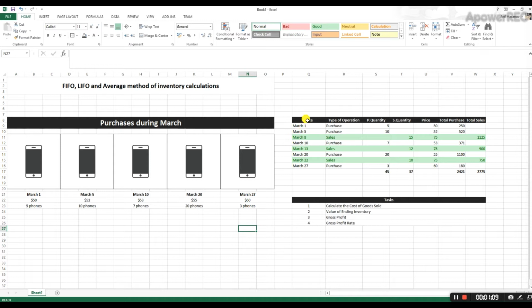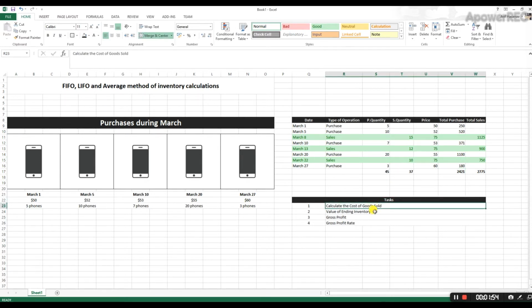On the right side we have this table, and in this table I showed these operations. The first column is the date of operation, the second column is the type of operation, whether it is a purchase or a sale, then the quantity, and the price, and the total for that line. Like 5 purchases at a $50 price will make $250. And this is the total for sales. We have these numbers here, the sales total and purchases total.